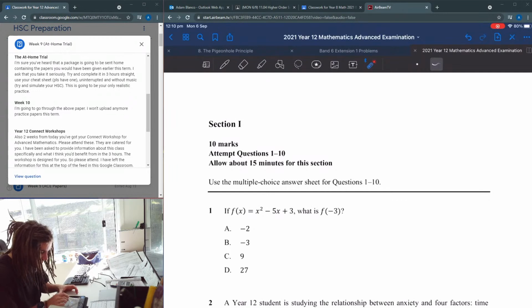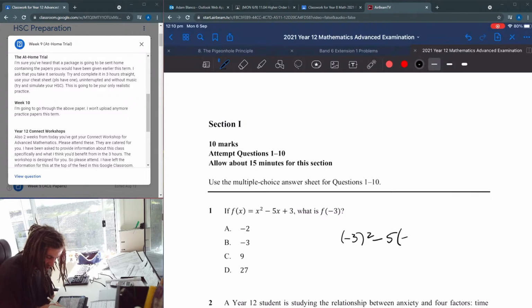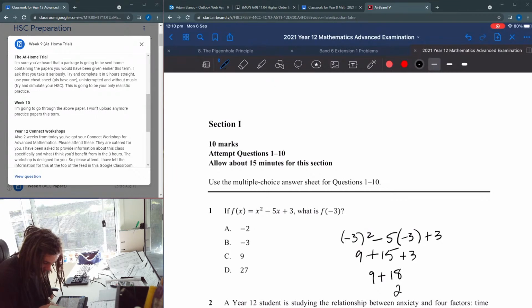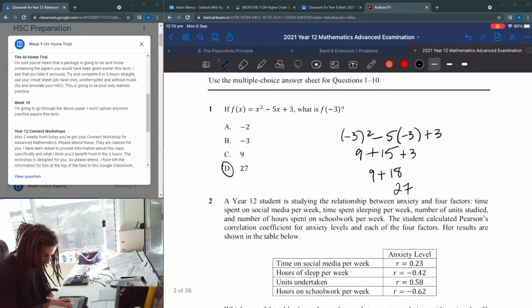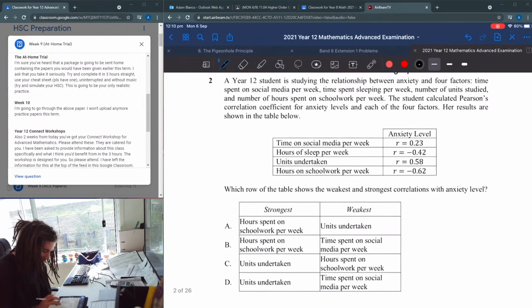All right. These normally start with pretty easy questions, and this one is no exception. If f of x is that, what's f of minus 3? I'm just shoving minus 3 into each of those. So x squared minus 5 times x plus 3. So that's 9 plus 15 plus 3. That's 9 plus 18, which is 27. Boom. Keep in mind, the multiple choice should take 15 minutes. That's a good little indicator.